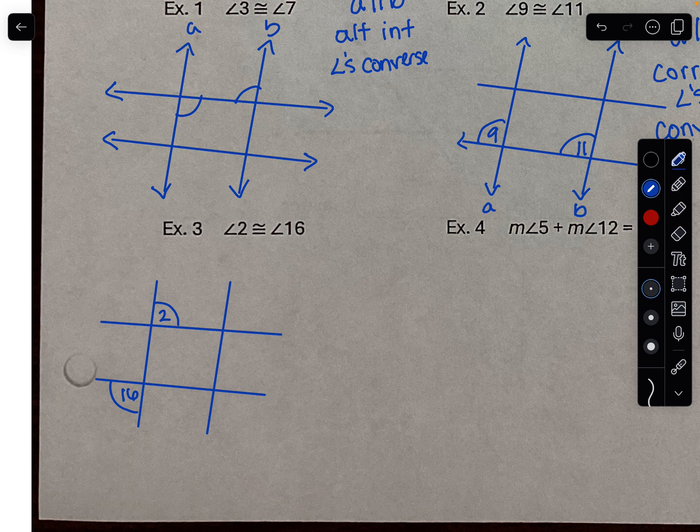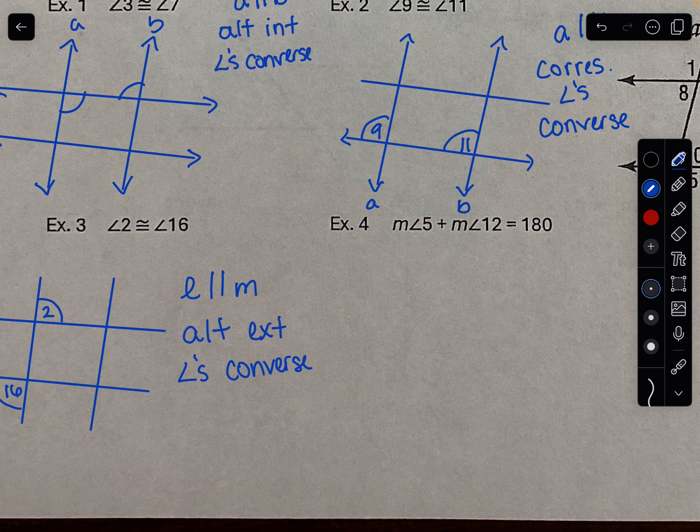So now we're referring to lines L and M. So can I say that L is parallel to M? Yes. By what converse? Alternate exterior. So alternate exterior angles converse says those two are parallel. The other nice thing about this is it's just giving us a reminder of how to name these angles, which we've been talking about for a few days. Okay?